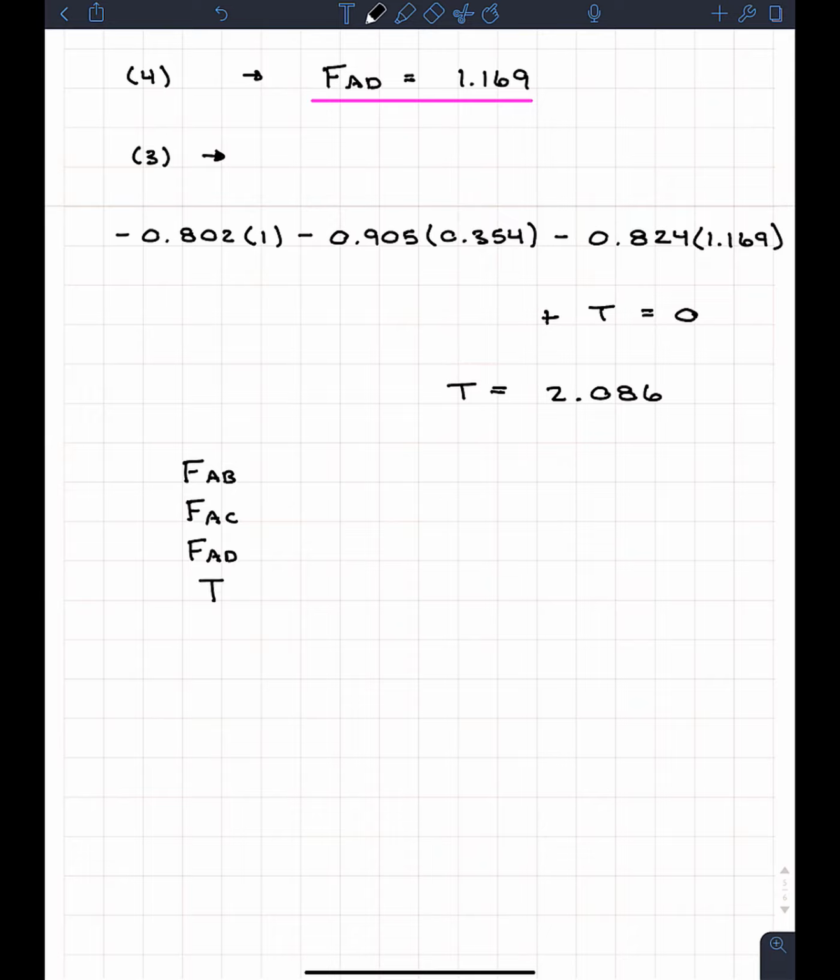All right, let's write down what I had for the variables. So we know FAD is 1.169. We know that T is 2.086. We know that FAC is 0.354. And then we know for the top one, it's just 1, because we assumed it to be 1.